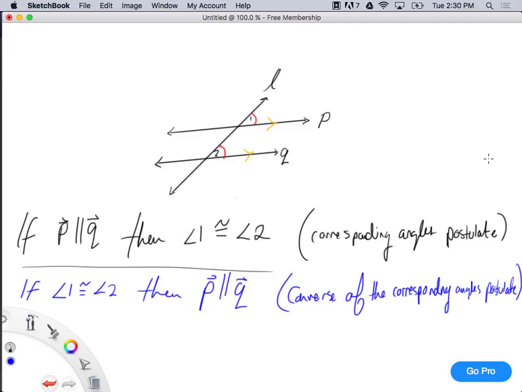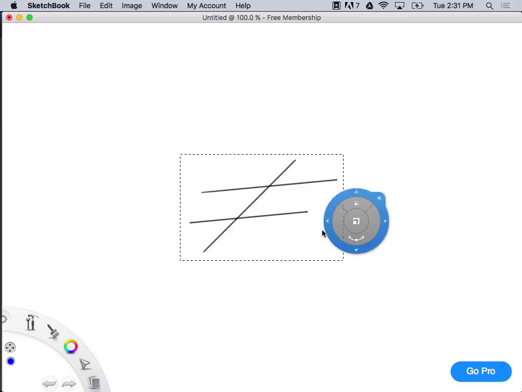The corresponding angles postulate says if two lines are parallel, then corresponding angles are congruent. And the converse says if the corresponding angles are congruent, then the two lines are parallel. So now let's take a look at this.